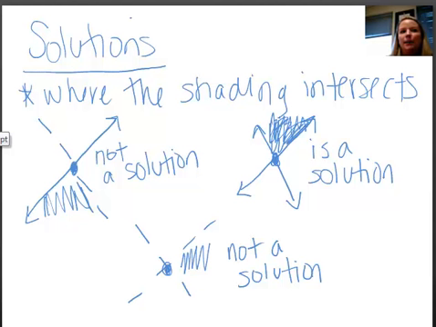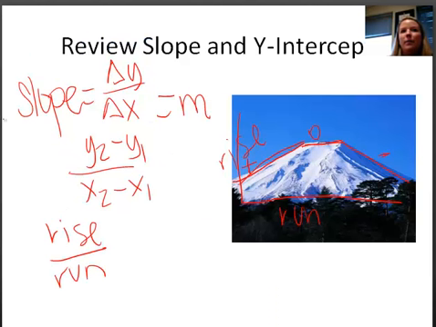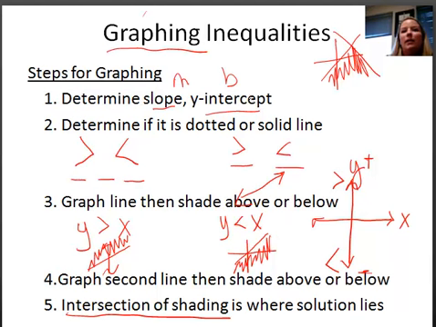Okay, but to recap, back to the first slide, remember slope is the change in y over the change in x. That's why we do rise over run. Then to solve them, we want to get it into y equals mx plus b. Okay, we want to determine if it's dotted or solid. So if it's less than or greater than, it's just dotted. Less than or equal to, greater than or equal to, it's solid. Then we want to graph the line and shade either above or below depending on the sign of the inequality. And then you want to do it for the second one.